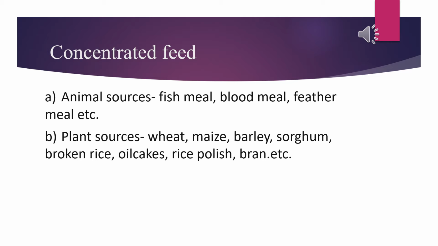Concentrate feed is divided into two types. Number one is animal source, the feed which we get from animals, and number two is plant source, the feed which we get from plants. Examples of animal sources are fish meal, blood meal, feather meal, etc. Examples of plant sources are wheat, maize, barley, sorghum, broken rice, oil cake, rice polish, bran, etc. Besides, in livestock feed, oyster shell, egg shell, bone meal, etc. are used as minerals. Leafy vegetables, vitamin mineral premix, and some antibiotics and hormones are used as feed additives.